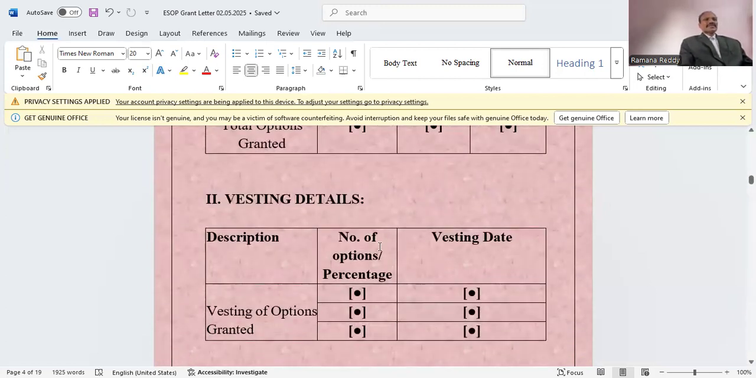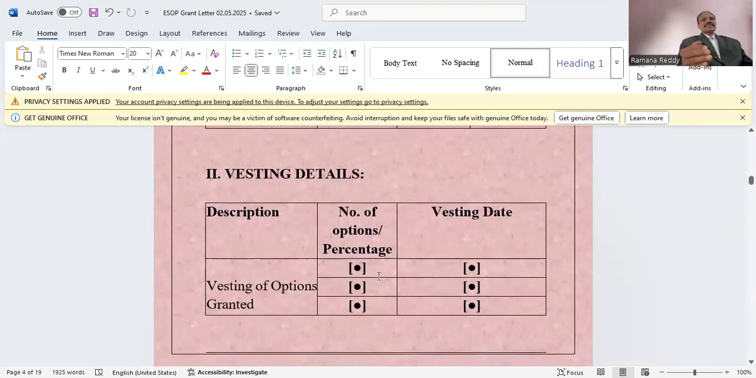And vesting details. Vesting details, minimum is 1 year and it depends on the company. After 1 year, it can be 2 years, 3 years, 4 years, depends on the company. The company can decide, that is the NRC can decide. Vesting options granted. Suppose 400 shares or 400 options are granted, I am giving an example. So, number of options granted.